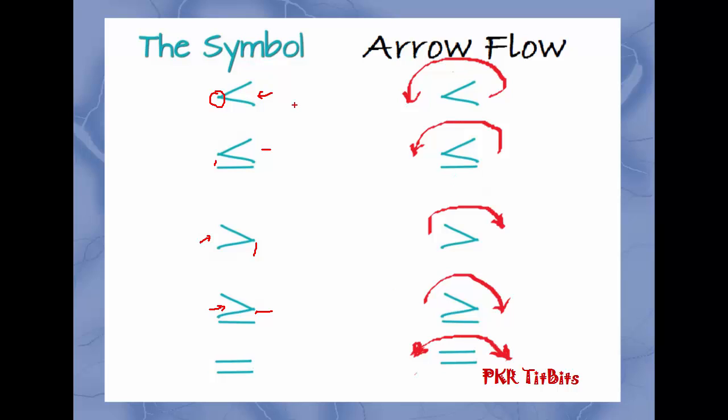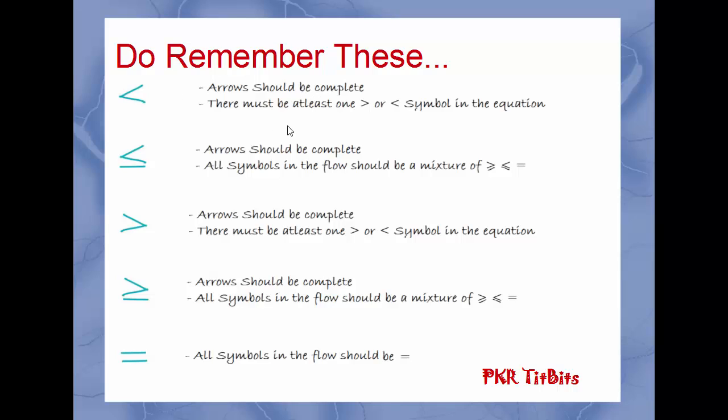The arrow flow should start from the open side and end at the closing side. Why it should be like this, I will explain in the coming slide. When we solve two to three problems, we'll get to know why we use flows like this. But in the case of equal to, since both sides are open, the arrow flow remains on both sides as I have represented in the figures. These are a few of the things which have to be remembered here. For all the cases, arrows should be complete, so this point is similar for everything.